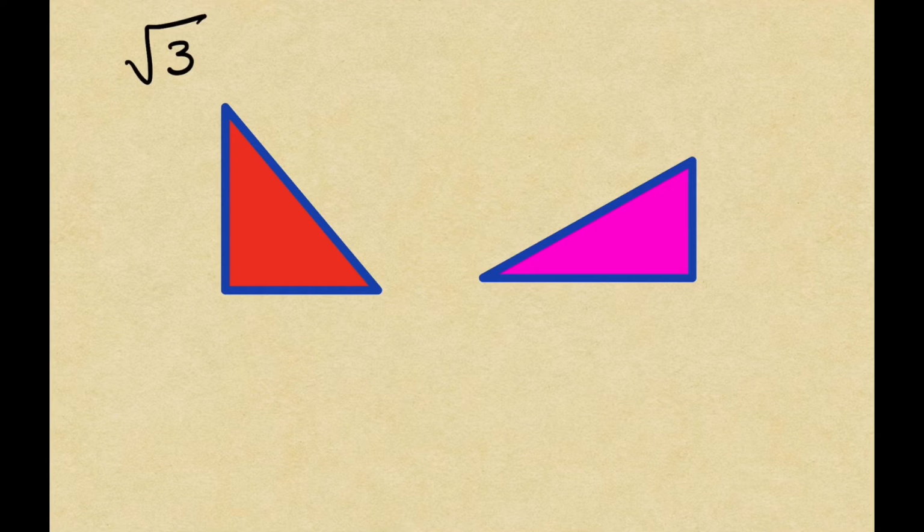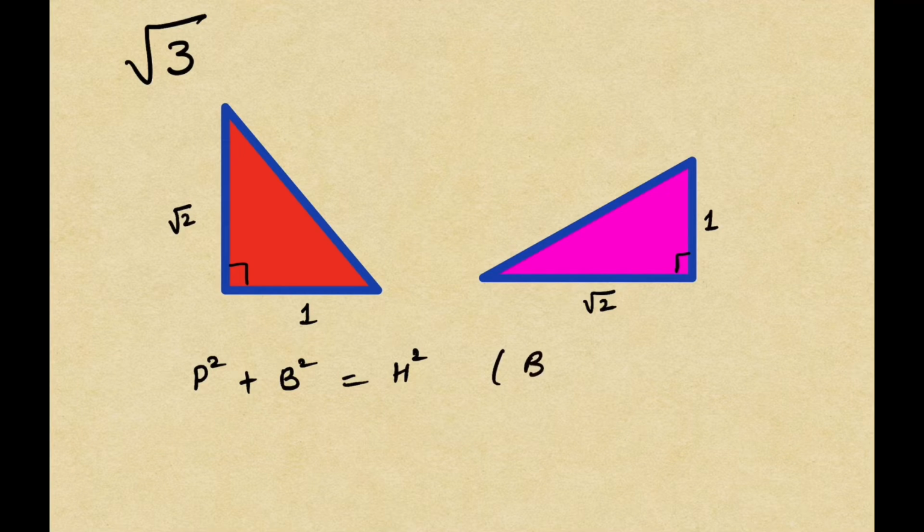Now come to root 3. Just think of what we should take as its sides. If I take perpendicular as root 2 and base as 1, or base as root 2 and perpendicular as 1, it will not make any difference. So I can choose any one of them as base and the other one as perpendicular. And then when I apply Pythagoras theorem, what do I get?